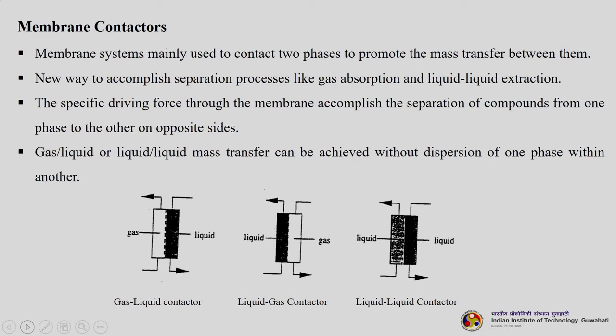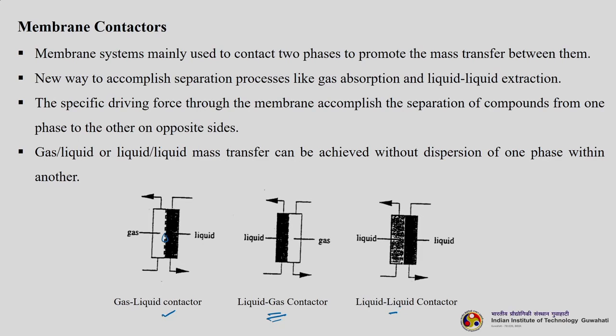You can see there are three types of membrane contactors that I have shown here. The first is the gas-liquid contactor. Basically, one phase is gas, another phase is liquid, and in between there is a membrane. The second one is also a gas-liquid contactor. Here the liquid phase is on the upstream side and gas is on the opposite side, just the reverse of the first one. That means the two different phases have changed sides.